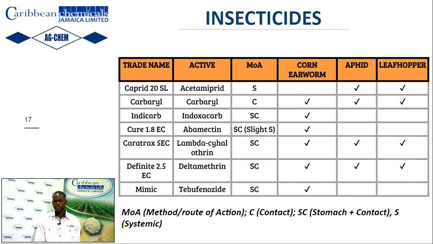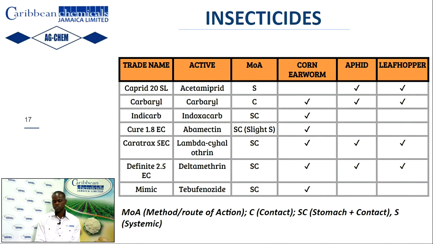Also, we have Carotrax, lambda cyhalothrin, which is a broad spectrum. And to note, Carotrax has a pre-harvest interval of 21 days, so note that when you're applying late in the crop stage.